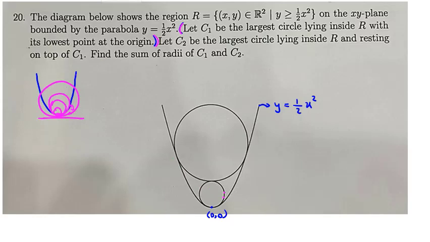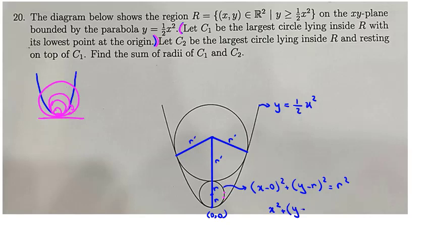Let me draw. For this one, we consider, for example, the radius is R. This one is R prime. At first we want to focus on this. If we write the equation of this, it will be x minus 0 squared plus y minus r squared equal to r squared. It will be x squared plus (y minus r) squared equal to r squared.